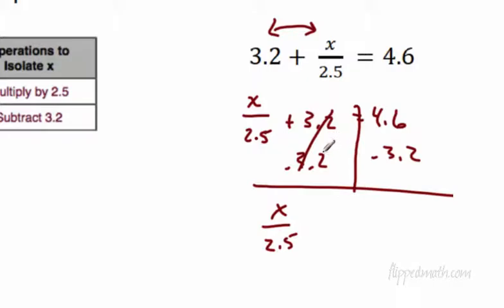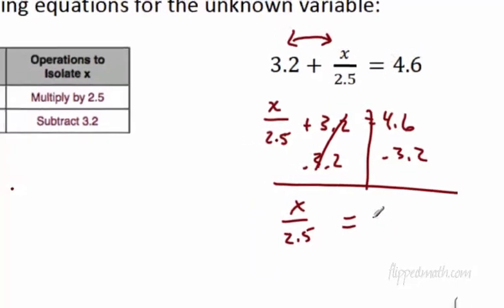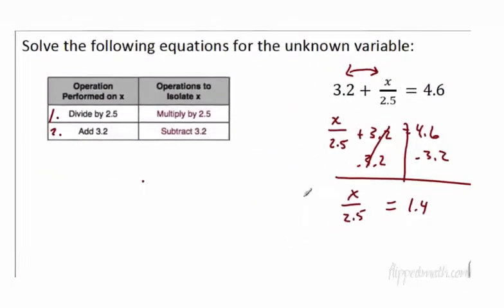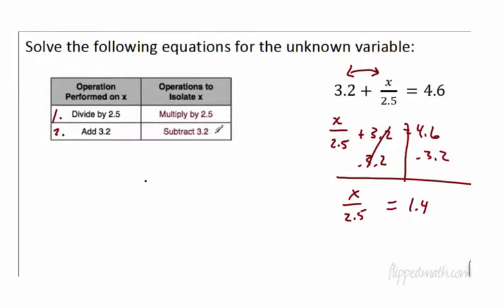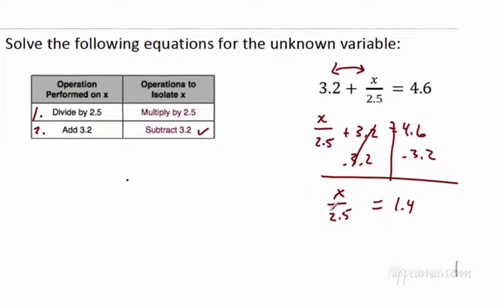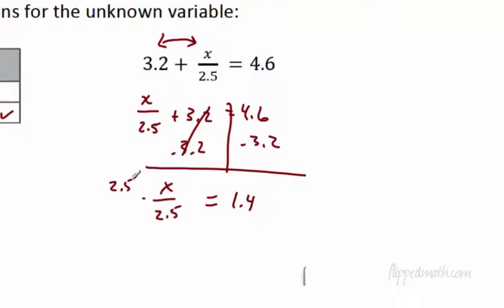The 3.2 and the negative 3.2 cancel. The equal sign comes down. And we have 4.6 minus 3.2. That's going to be 1.4. So now what? We already did this: multiply each side by 2.5. So this becomes a one-step equation. It's just like the other equations that we just solved in 3.1.